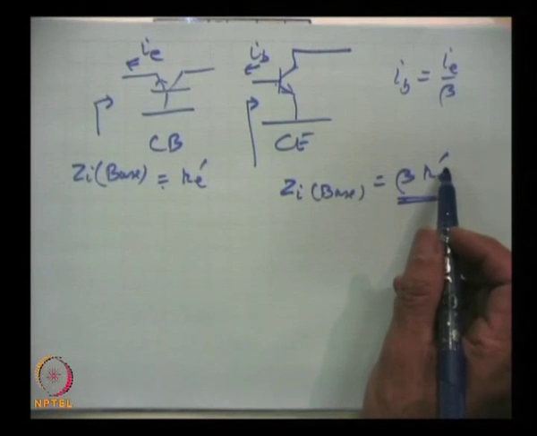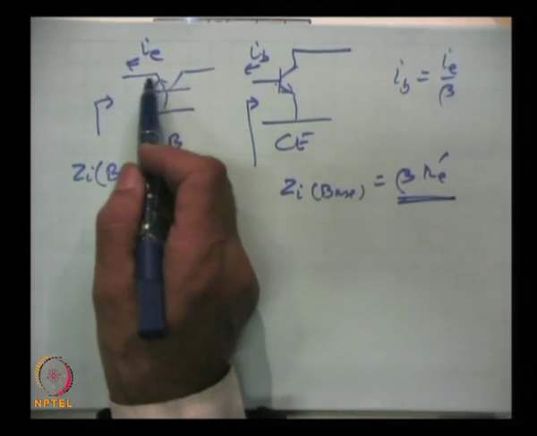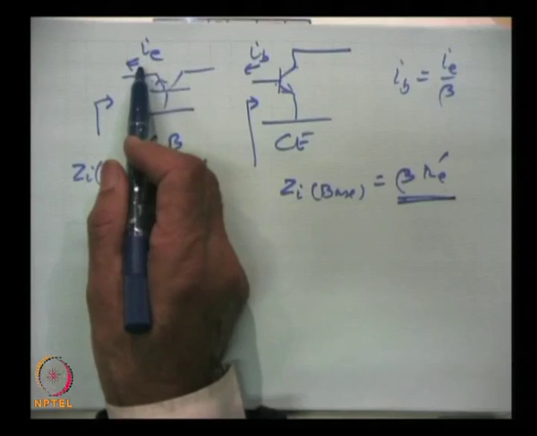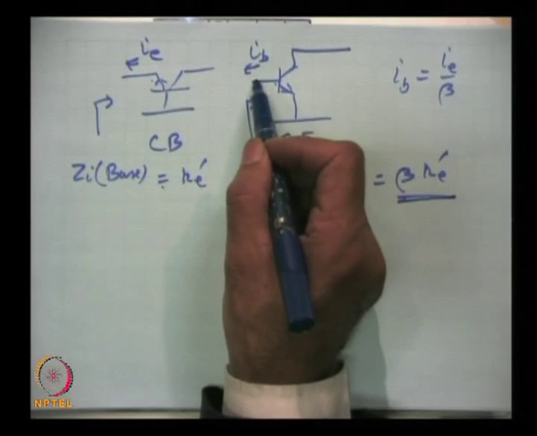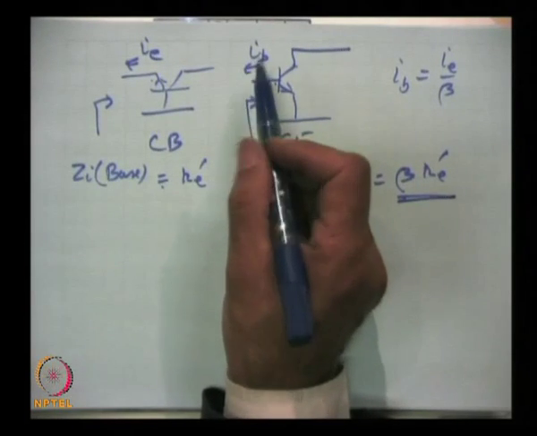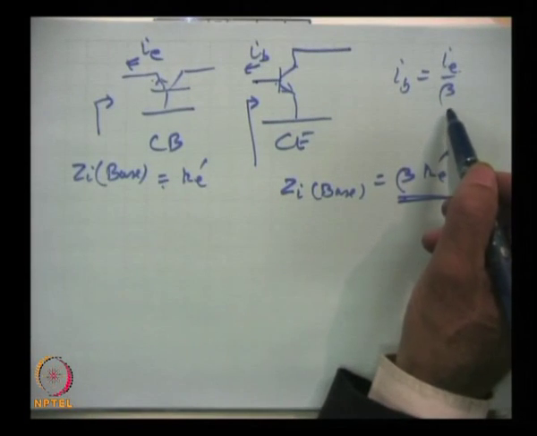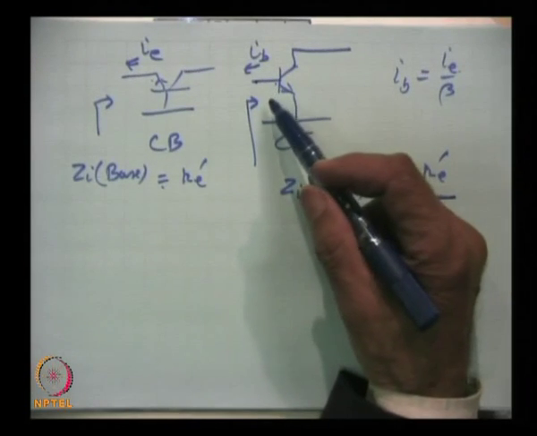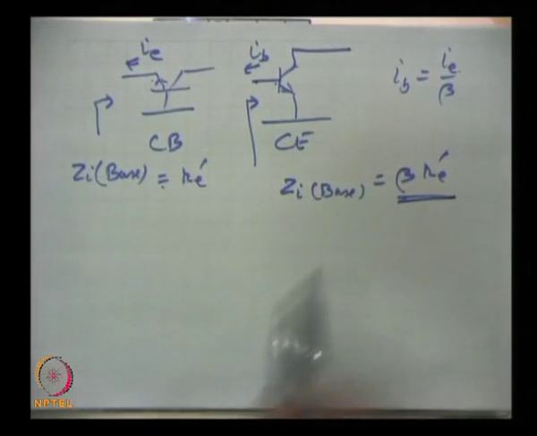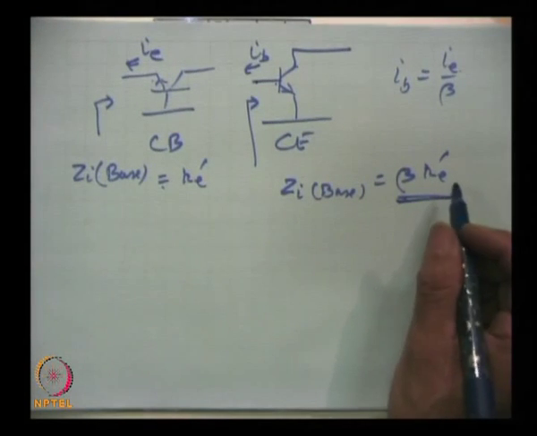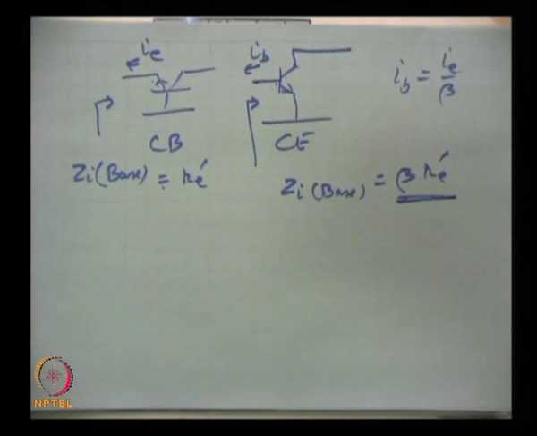I hope I have made this point clear. Here the current which it will draw is I e. Here from source this will draw current I b. I b is I e divided by beta. Therefore, this is having a higher impedance equal to beta R e prime. So, this is about the input impedance.